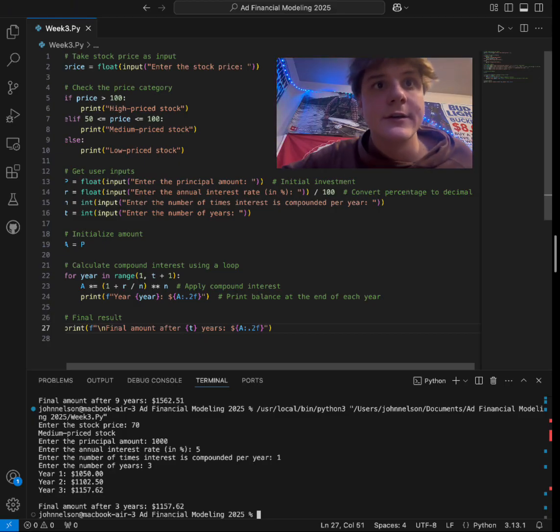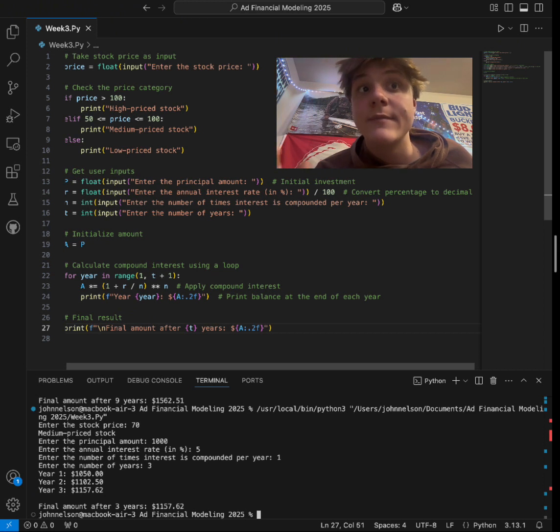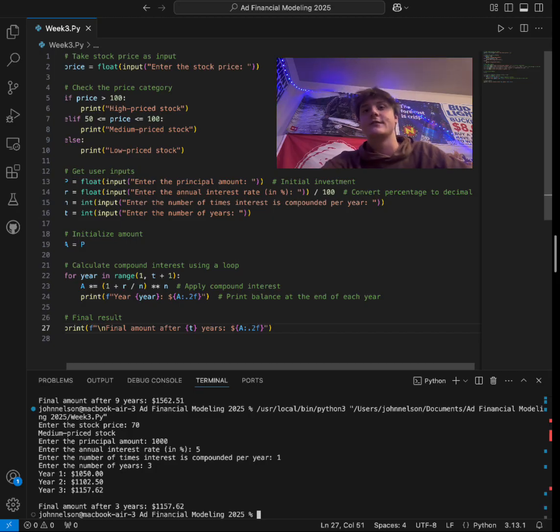So as we see with our running this equation, we entered a principal amount of 1,000, entered an annual interest rate of 5%. The number of times interest is compounded in that year is only once, and the number of years was 3. And we can see that for all 3 of those years, the amount was year 1, 1,050, year 2, 1,102.50, year 3, 1,157.62. The final amount after 3 years was 1,157.62.